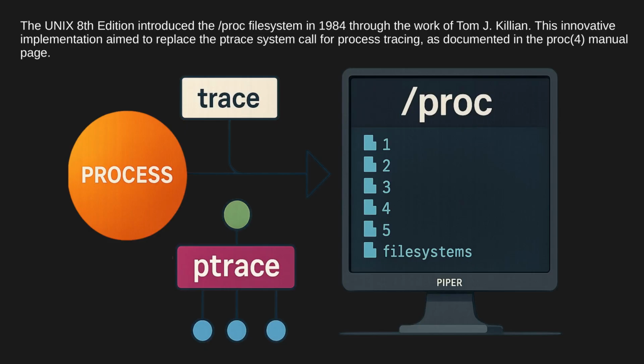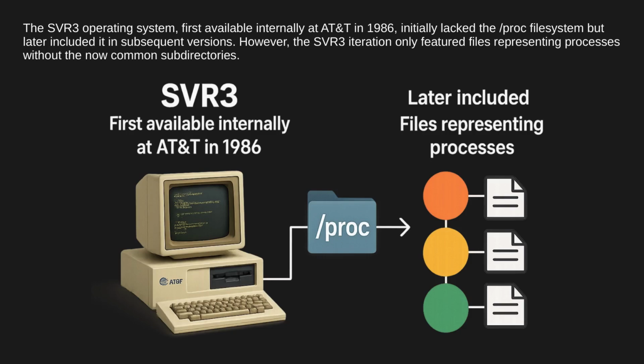The Unix 8th edition introduced the /proc file system in 1984 through the work of Tom J. Killian. This innovative implementation aimed to replace the ptrace system call for process tracing, as documented in the proc(4) manual page. The SVR3 operating system, first available internally at AT&T in 1986, initially lacked the /proc file system, but later included it in subsequent versions. However, the SVR3 iteration only featured files representing processes without the now common subdirectories.